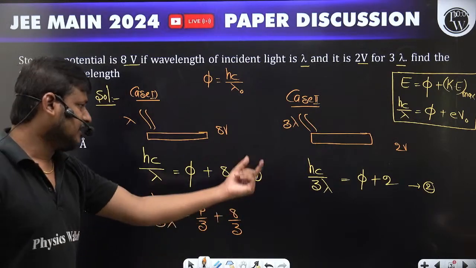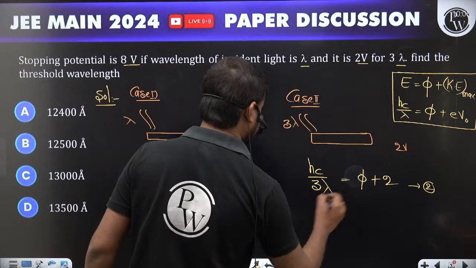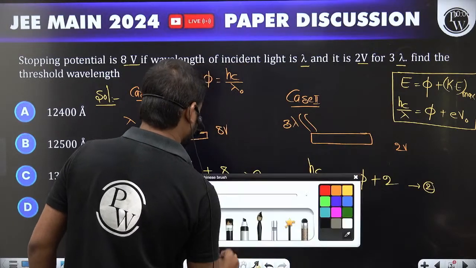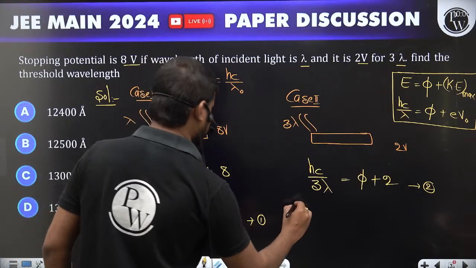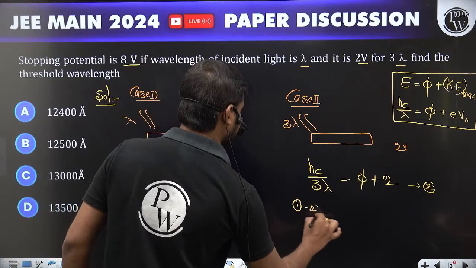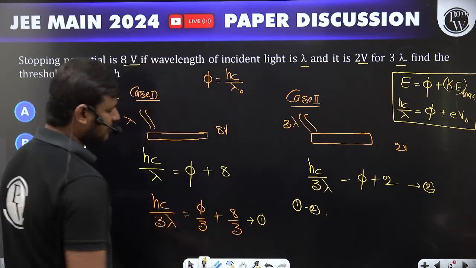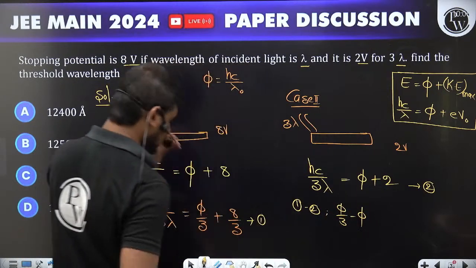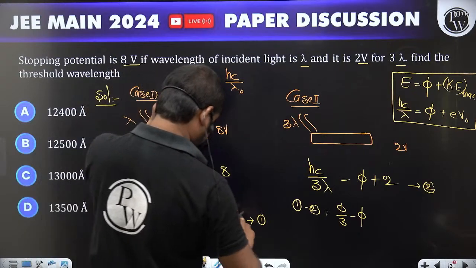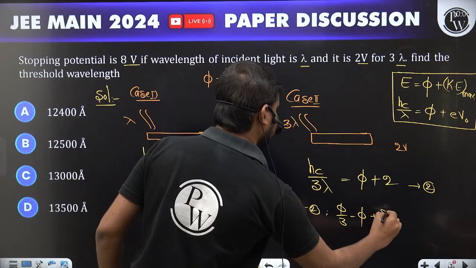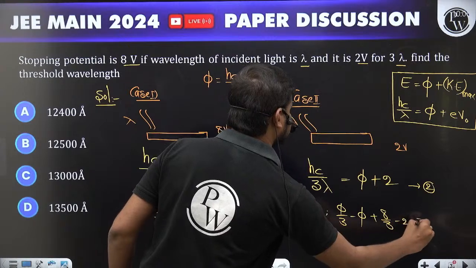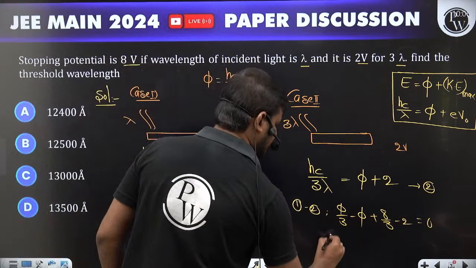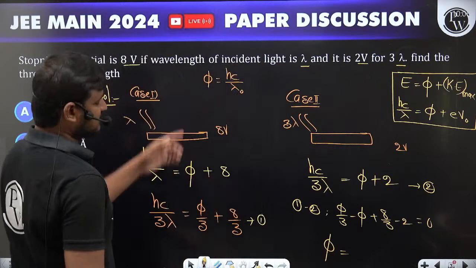So 5 by 3 minus 5 overall we get. Let it be equation 1, the modified equation 1. If you do 1 minus 2, then we get 5 by 3 minus 5, and this is however 0, and 8 by 3 minus 2 is equal to 0. So from here you will get the value of phi, right? If you get the phi value, then you can substitute it here.